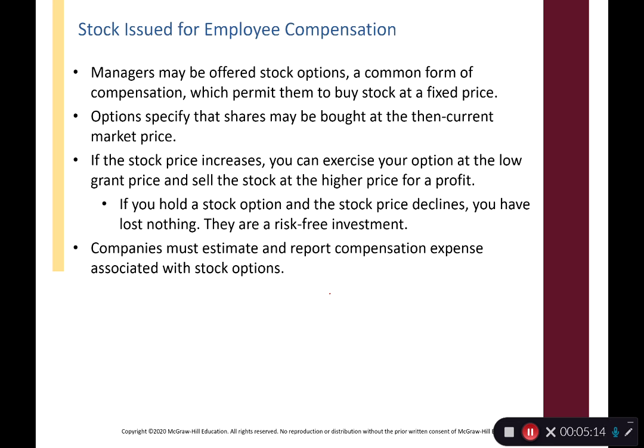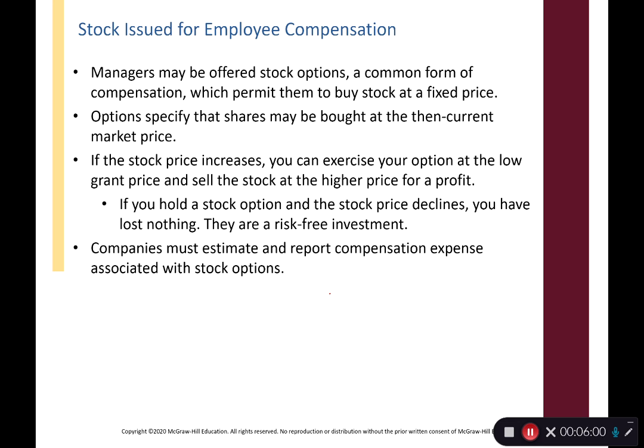Managers may be offered stock options, which is a common form of compensation, which permits them to buy the stock at a fixed price. So basically, if the price is currently $10, management might be offered stock options to buy the stock at $12. Nobody's going to want to buy at $12 when they can buy it on the marketplace at $10, but the idea is that it incentivizes managers to do things that'll increase the stock price. So if the stock price goes up to, say, 20, then management exercises those options and buys the stock for 12, they've got an immediate gain. So that's one way a corporation can incentivize managers to do what's in the best interest of the owners, which is increase the stock price.